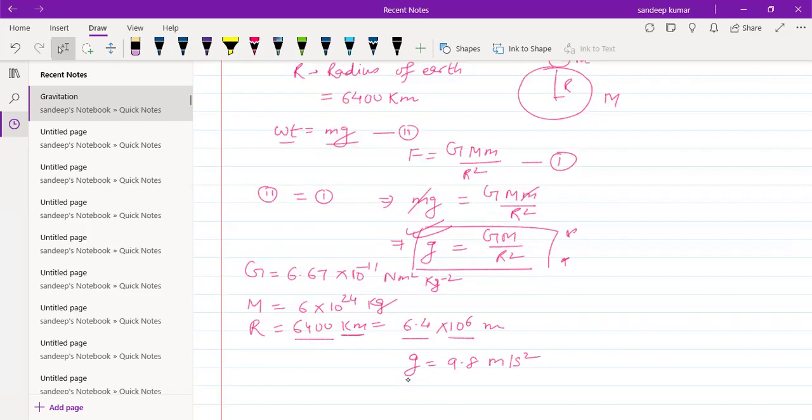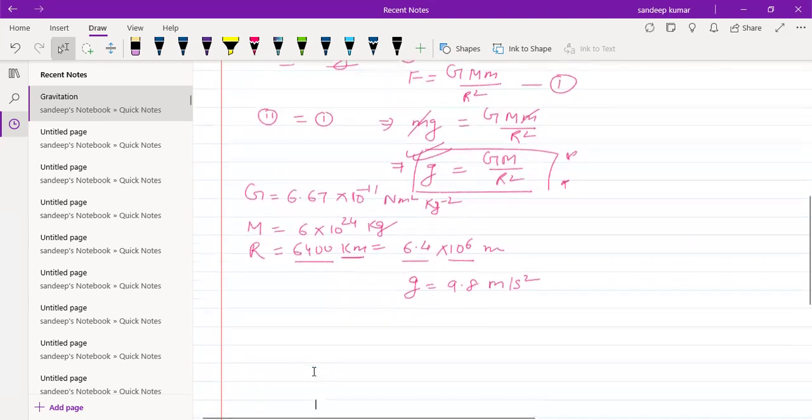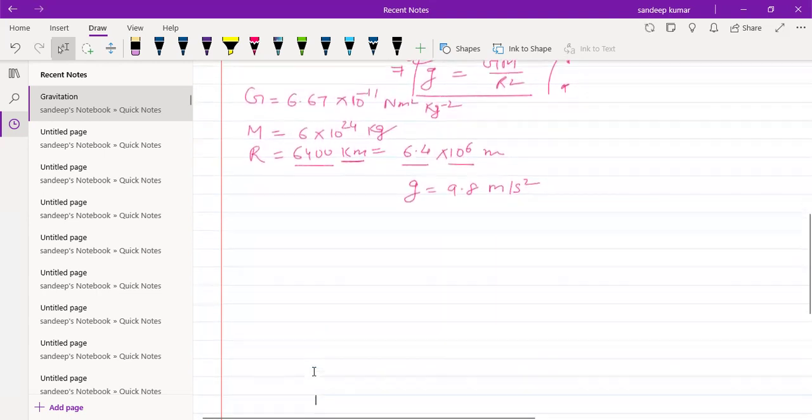See, this g is not going to be fixed. It changes, children. It changes with height, it changes with depth, and it changes with the latitude. It also changes with the shape of the Earth. So I am going to give you the expression for the variation of g.